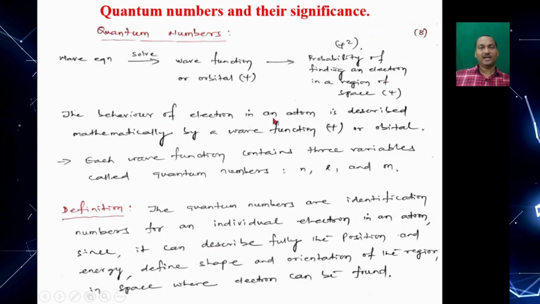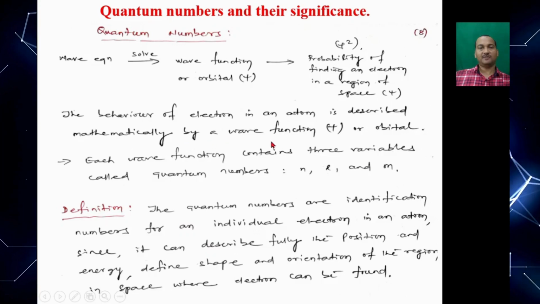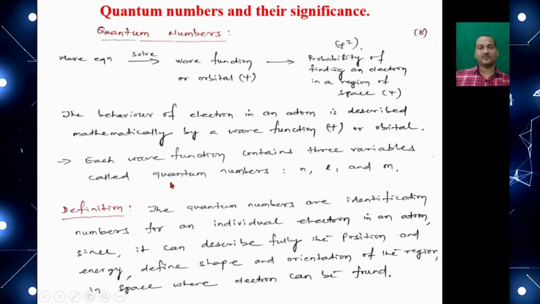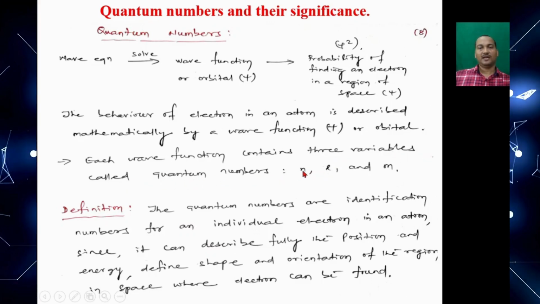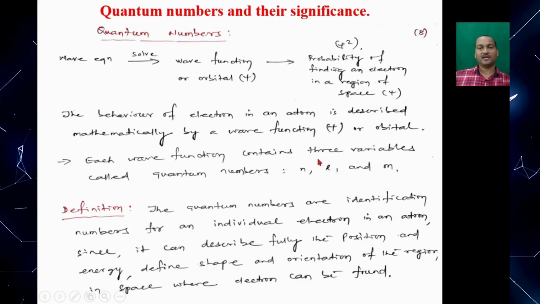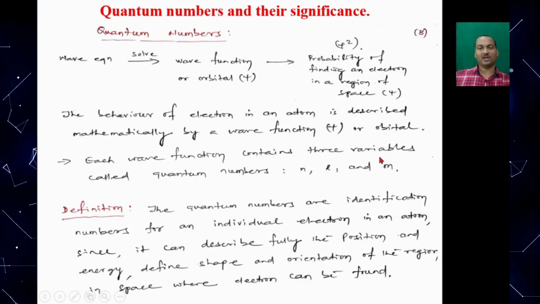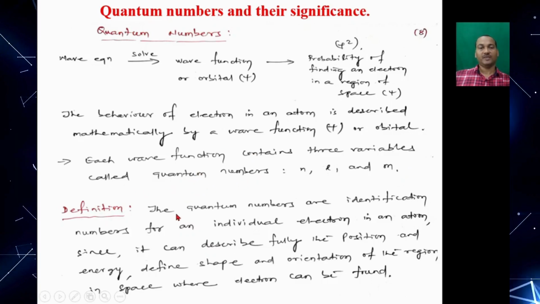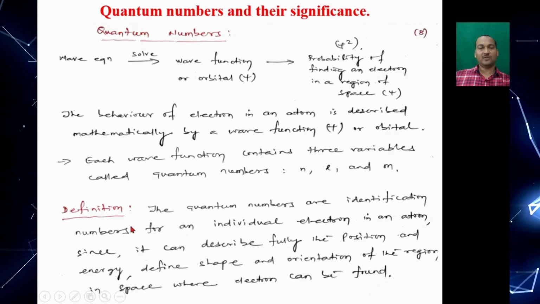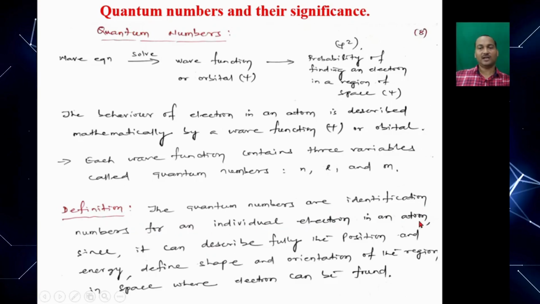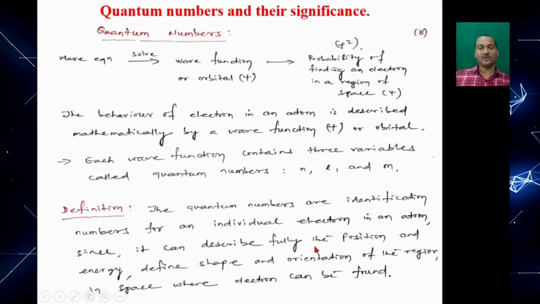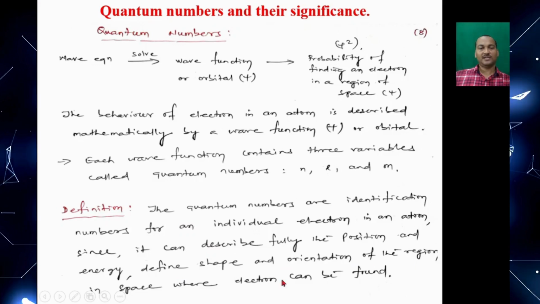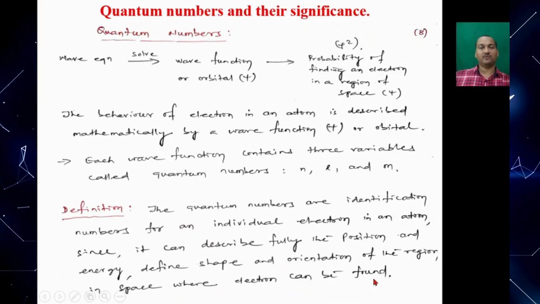The behavior of an electron in an atom is described mathematically by a wave function psi, or you can say orbital. Each wave function contains three variables called quantum numbers: n, the principal quantum number, l, the azimuthal quantum number, and m, the magnetic quantum number. So let's define quantum numbers. Quantum numbers are identification numbers for an individual electron in an atom, since they can fully describe the position and energy, and define the shape and orientation of the region in space where the electron can be found.